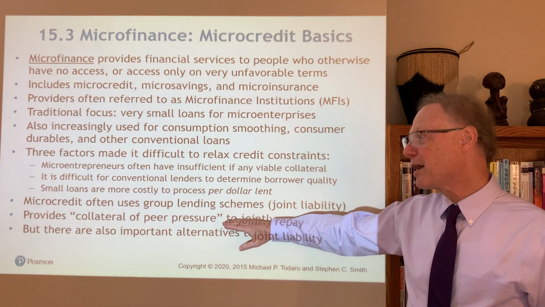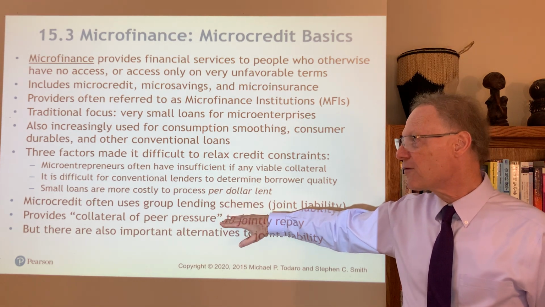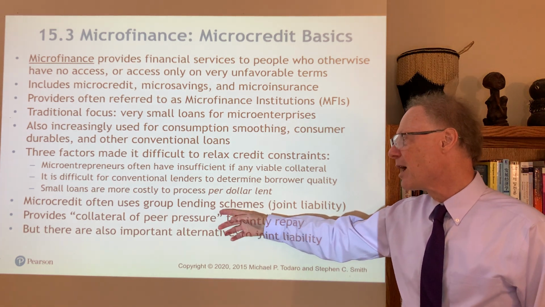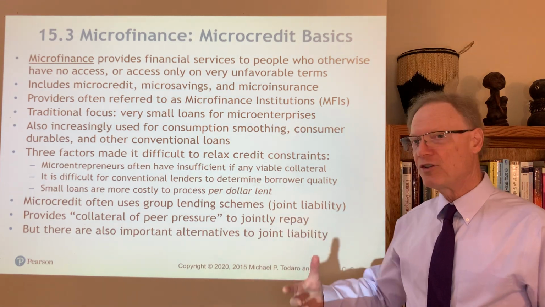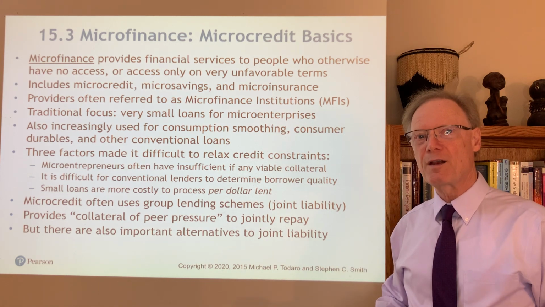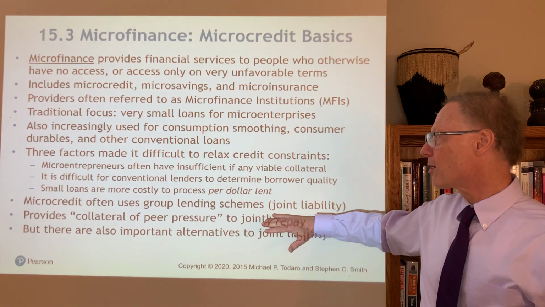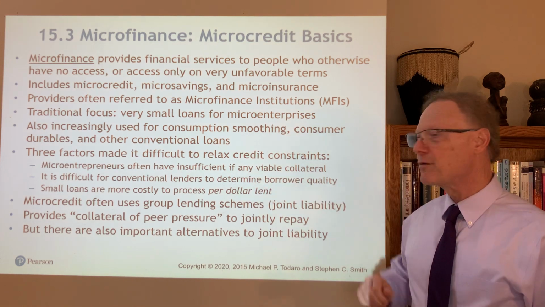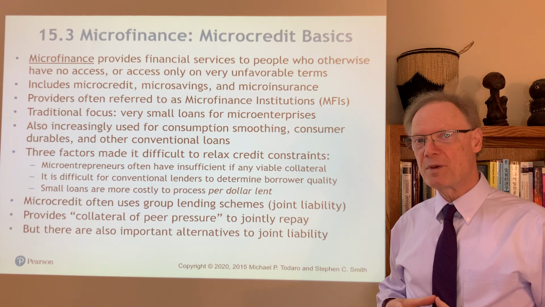So microcredit often and most famously uses group lending schemes, which in effect address all of these problems, at least to some extent. A group lending scheme is a form of joint liability in which each of a group of borrowers must repay the others' loans if for some reason they do not do so. And so joint liability plays an important role. First of all, it to some degree represents an alternative to the lack of collateral. It represents what can be called the collateral of peer pressure.